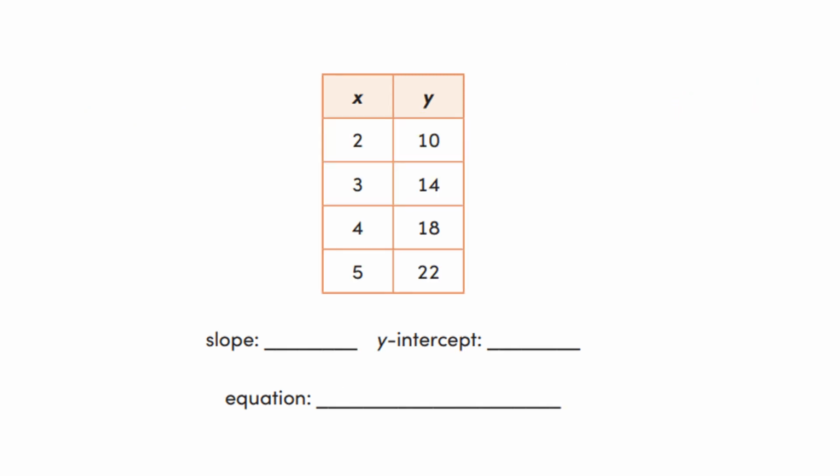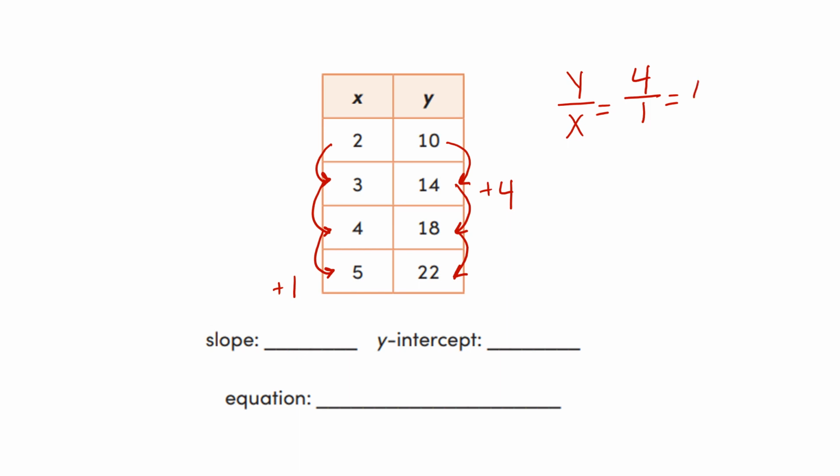For table 4, we're again going to find our pattern in our table. 2, 3, 4, 5 is a pattern of +1. 10, 14, 18, and 22 is a pattern of +4. And we have the fraction y over x. 4 divided by 1 is a value of 4. So our slope, or our rate of change, is going to be 4.